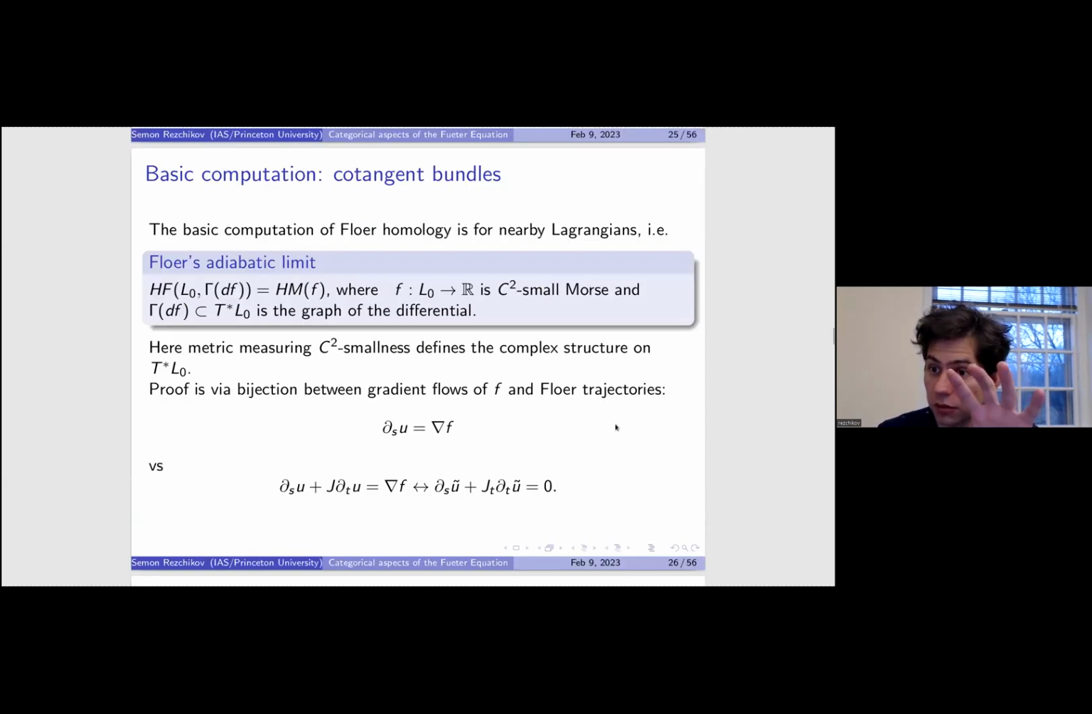So that's the local model: holomorphic strips between two nearby Lagrangians are, at least for a certain complex structure, the same as Morse trajectories. And then you start showing that you don't need exactly that complex structure, and so forth.